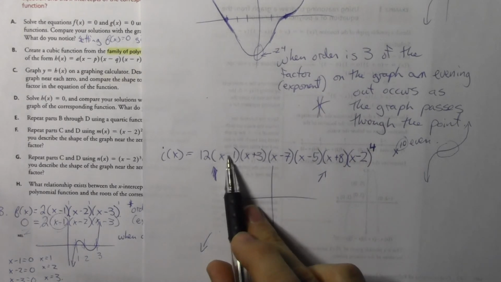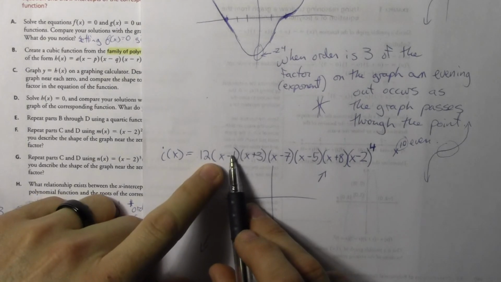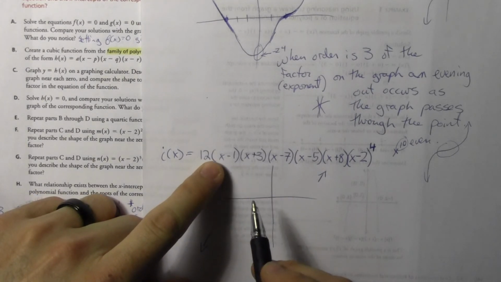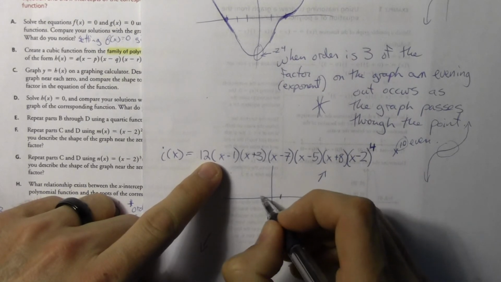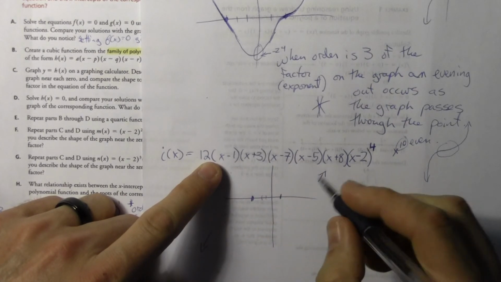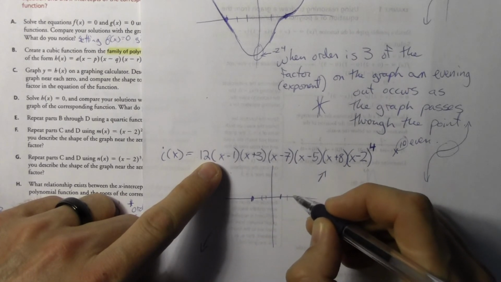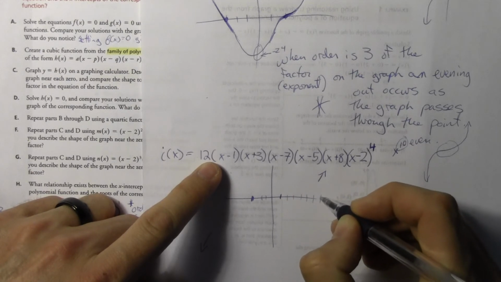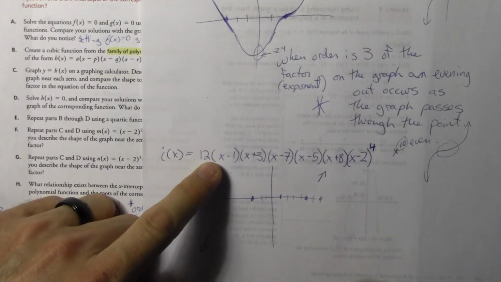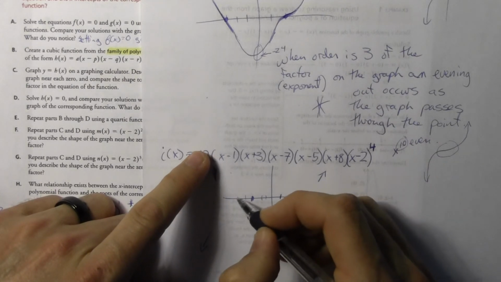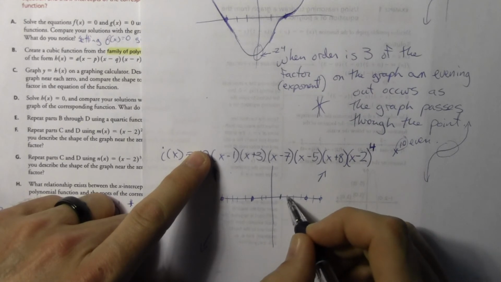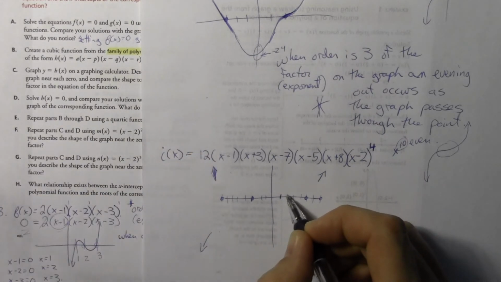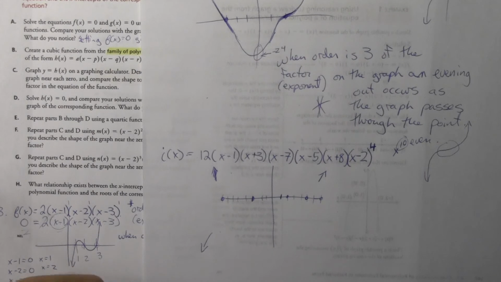Then I know at the opposite values of each one of these, I have zeros. -3, +7, +5, -8. So all of these points I'm crossing through.